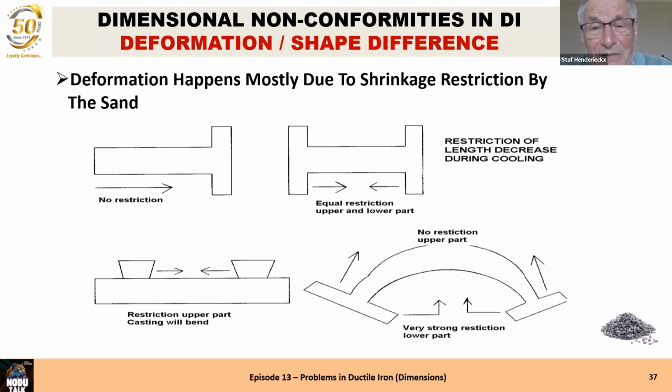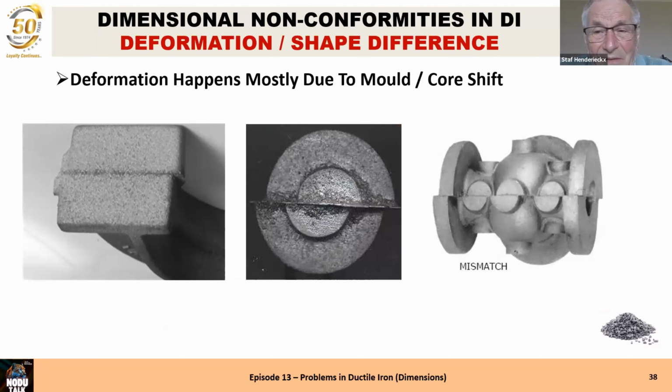Always remember, shrinkage can be hindered, can be decreased, by the strength of the mold in between. Then we have the deformation due to mold shift and core shift. In that ISO standard there is a table which gives you the maximum mold shift, an indication of how many millimeters it should be at maximum. These examples are, of course, very serious ones, but look at the standard, ISO 8062. There is a table giving the mold shift and the core shift.